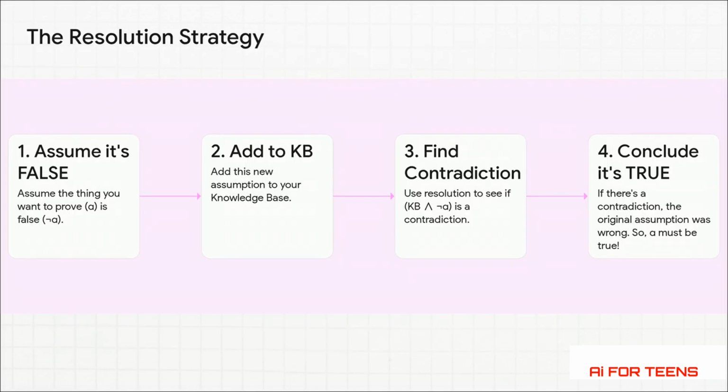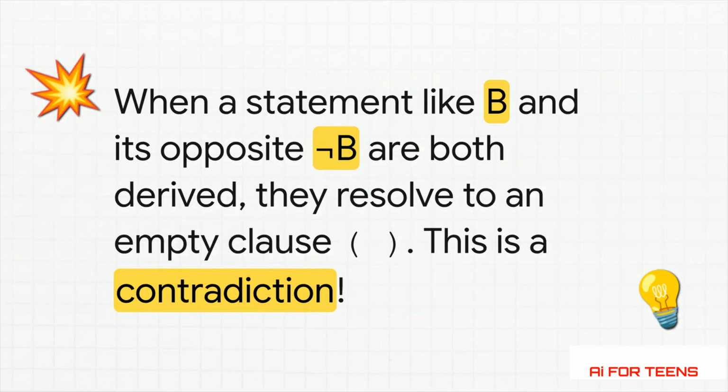The strategy is honestly kind of genius. It's basically a proof by contradiction. To prove that, say, Miss Scarlet did it, you start by assuming the opposite. Miss Scarlet did not do it. You add this temporary lie to your knowledge base. Then you just apply the resolution rule over and over. If this path eventually leads you to a complete logical breakdown, a contradiction, it proves your initial assumption had to be wrong. And this right here is that aha moment.